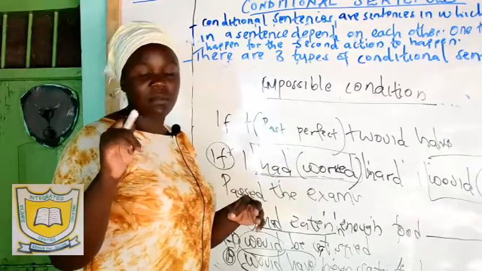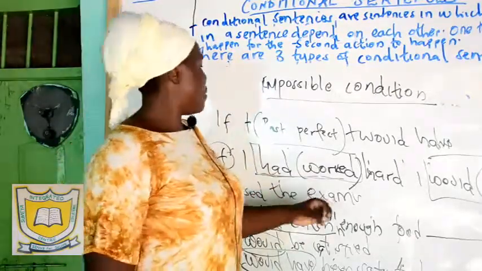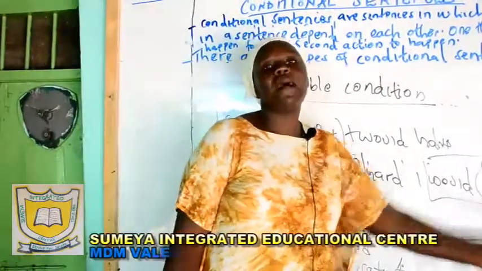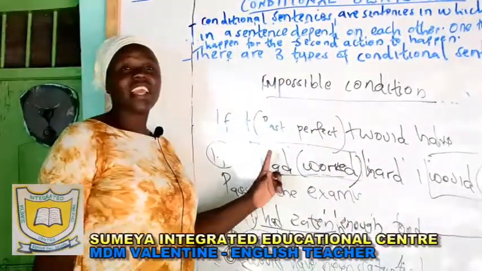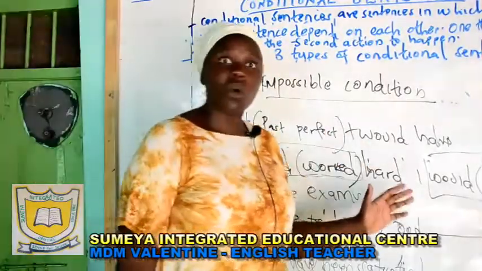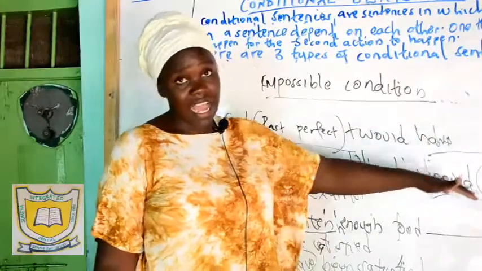That's where most learners make mistakes. Any moment you see had worked hard, make sure you complete it with what? With would have. If you don't have had in your if clause, then complete it with just would, without a have.